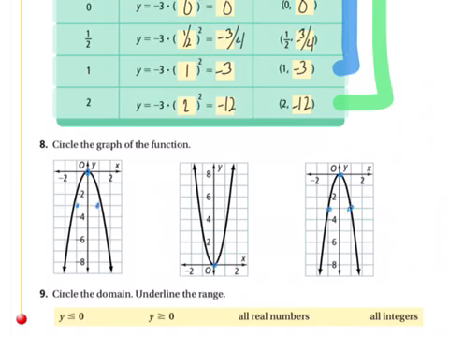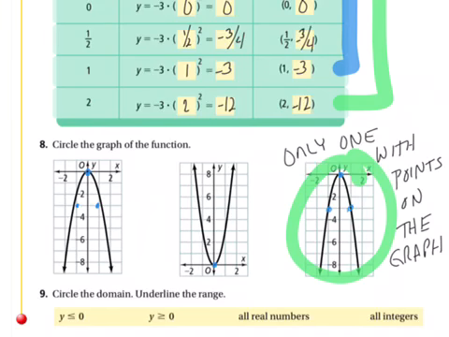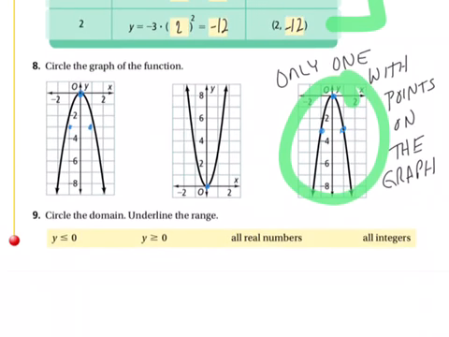If we plotted points, we would end up with points here. So this would be the graph of the function. This makes our domain, and this would be our range.